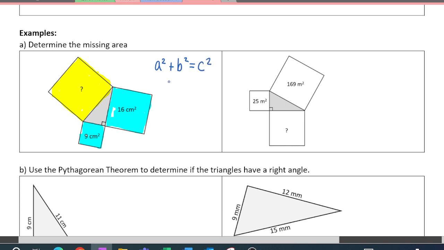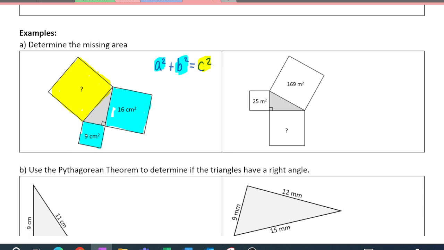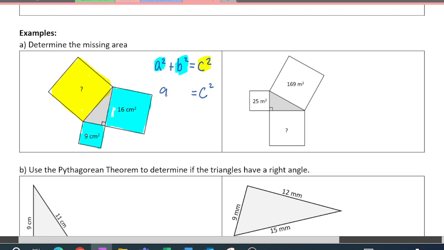So we know that the yellow square must be 9 centimeters squared plus 16 centimeters squared. So the yellow square equals 9 plus 16, which is 25. And I'm going to use the proper units here. Whenever we're measuring area, we use units squared, so centimeters squared, for example, in this case. Okay, great. Now let's have a look at the next example.